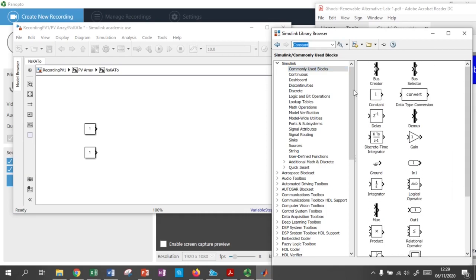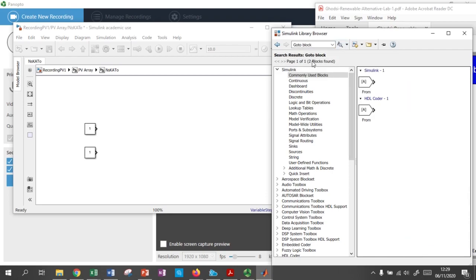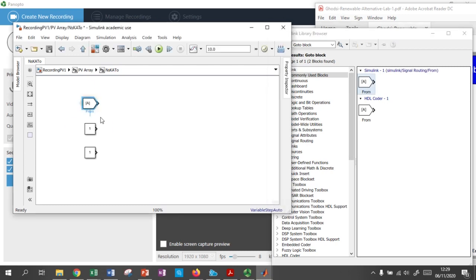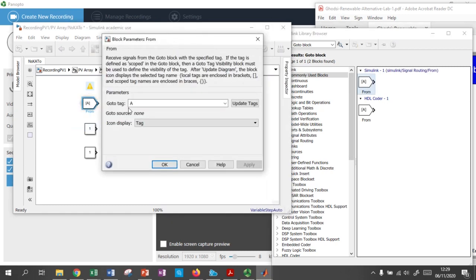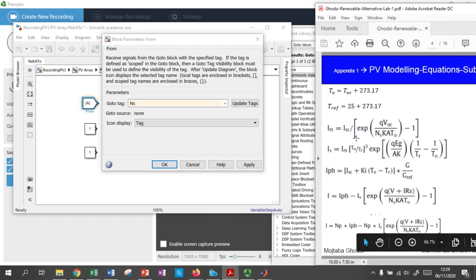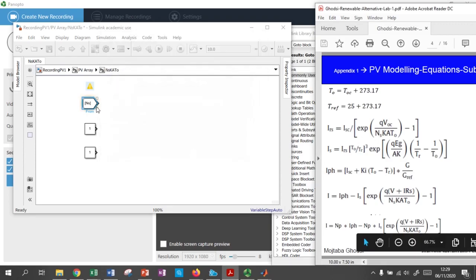Okay, I will find it myself. This is a go-to block in order to find out this one. Okay, the go-to block is called ns, the number of the first one. Ns, as you can find it here. Yes, ns is the first one. I make it ns, then it's okay.